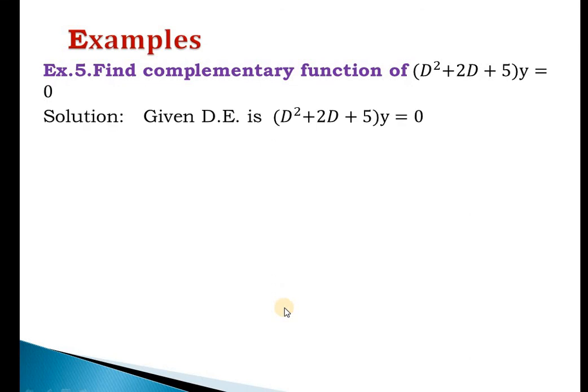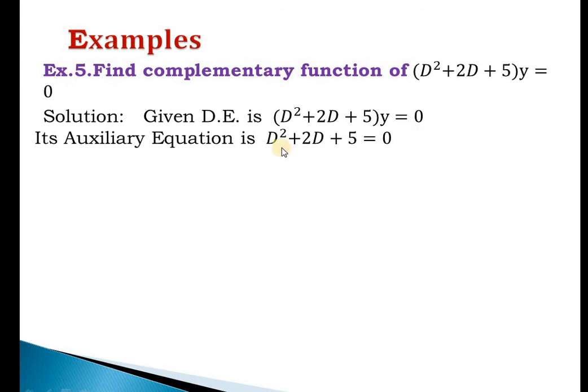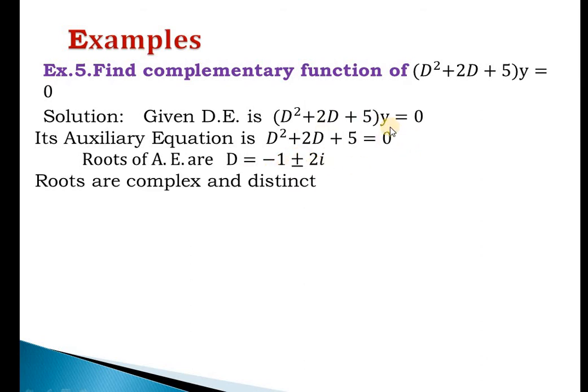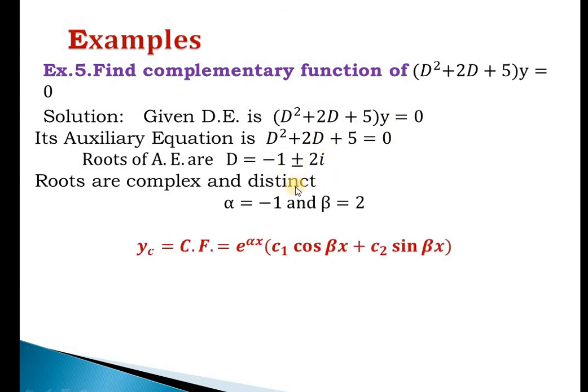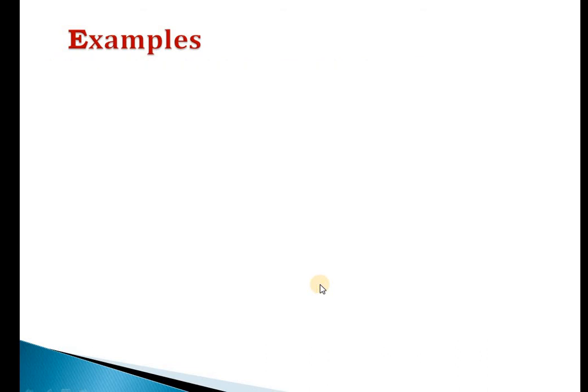Another equation is D square plus 2D plus 2 is equal to 0. So the auxiliary equation is D square plus 2D plus 2 is 0. The roots are minus 1 plus minus 2i. So here the roots are complex, alpha is minus 1, beta is 2. By case 3, the complementary function is e raised to alpha x times (c1 cos beta x plus c2 sin beta x). So it is e raised to minus x (c1 cos 2x plus c2 sin 2x).